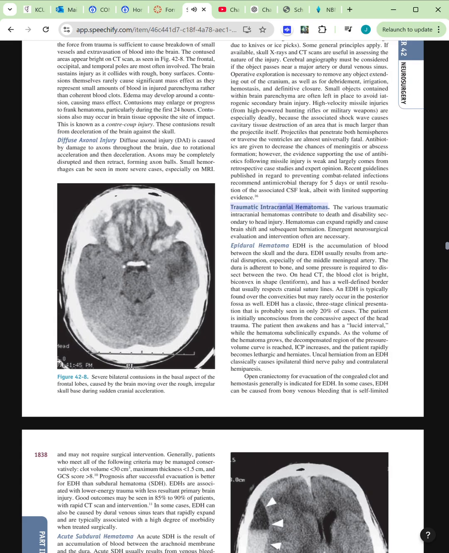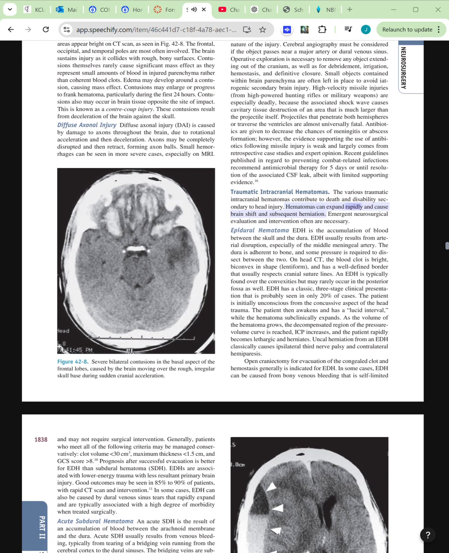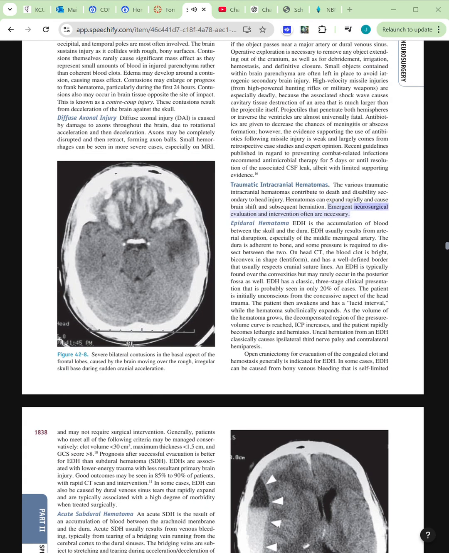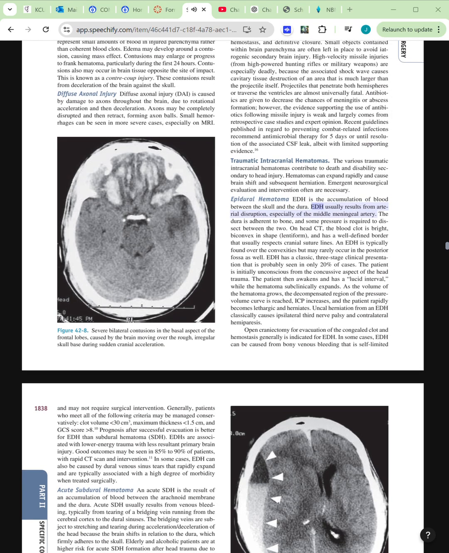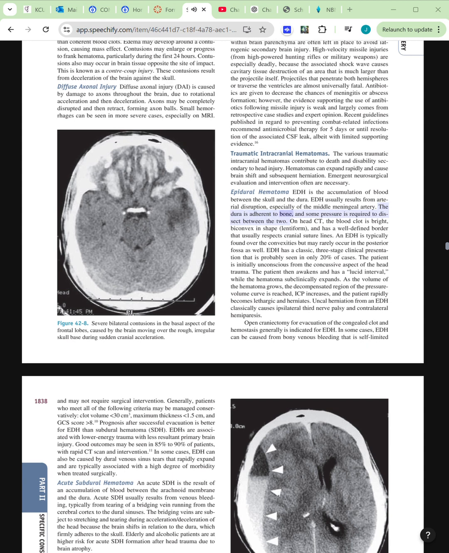Traumatic intracranial hematomas. The various traumatic intracranial hematomas contribute to death and disability secondary to head injury. Hematomas can expand rapidly and cause brain shift and subsequent herniation. Emergent neurosurgical evaluation and intervention often are necessary. Epidural hematoma, EDH, is the accumulation of blood between the skull and the dura. EDH usually results from arterial disruption, especially of the middle meningeal artery. The dura is adherent to bone, and some pressure is required to dissect between the two.